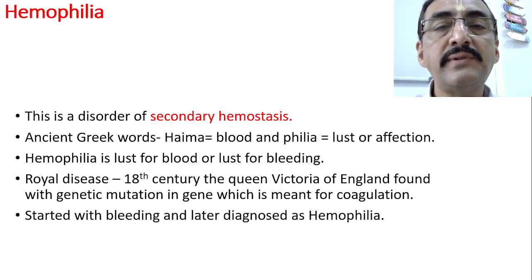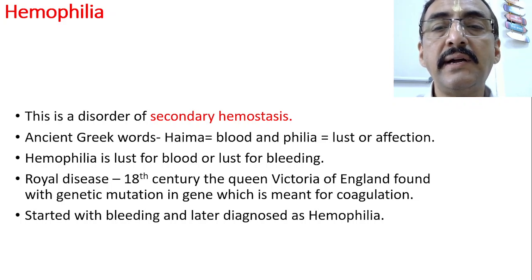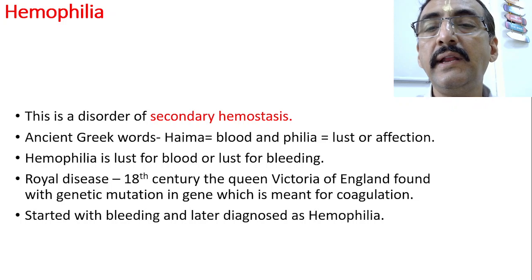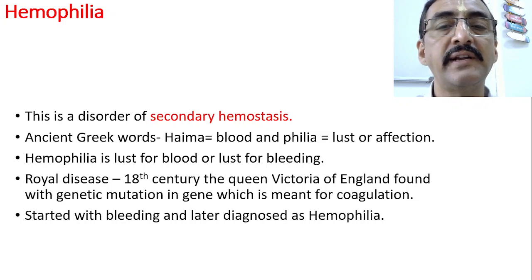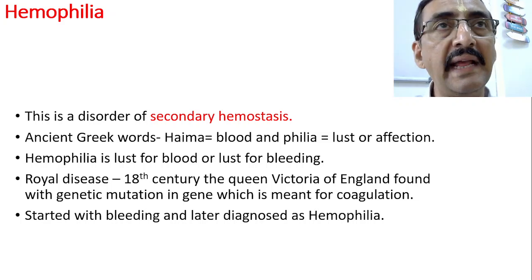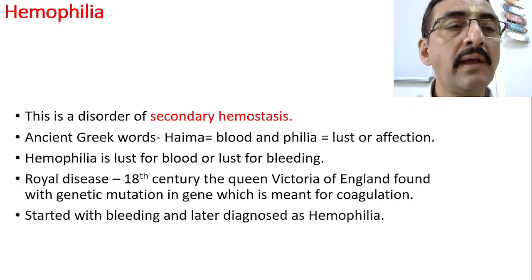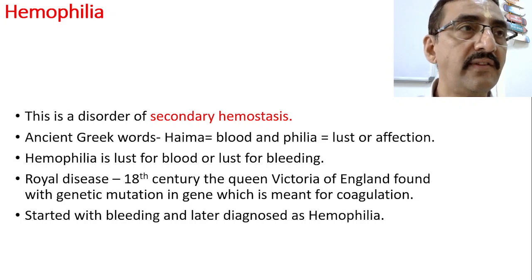Now, the ancient Greek words: hema means blood, and the word meaning of philia is lust or affection. So hemophilia in Greek means lust for blood or lust for bleeding. So this is also called a bleeding disorder. Basically, hemophilia is also called Royal's disease.